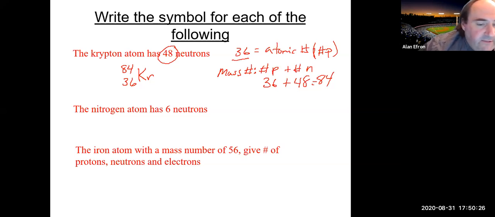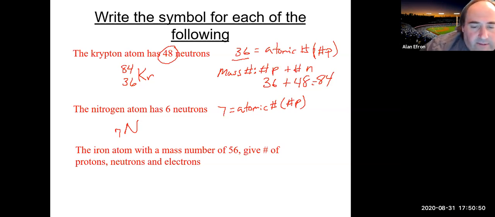Now here for the next one, nitrogen. So again, going to the periodic table, nitrogen is N, is the symbol. The number that we could also see from the periodic table above nitrogen is 7, which would be its atomic number. And again, that would tell us the number of protons that there are.